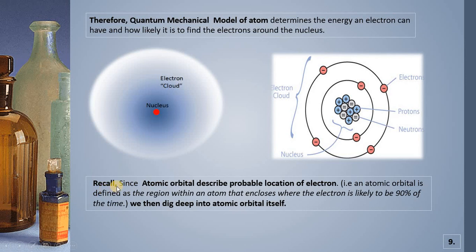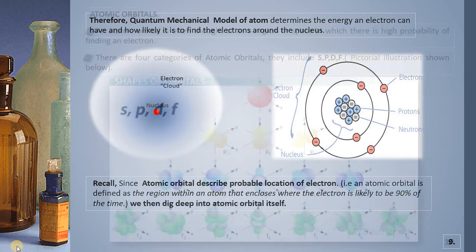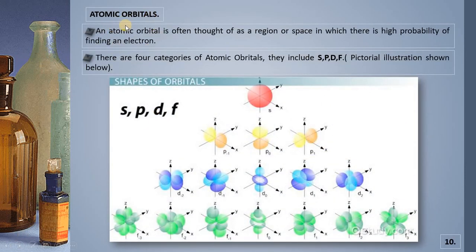How? Now recall what I said. Since an atomic orbital describes the probable location of the electron, we dig deep into the atomic orbital and ask, what is the meaning of atomic orbital? They have been shouting that this man used a lot of equations to determine it. Now let's explore more on that. An atomic orbital is often thought of as a region or space in which there is a high probability of finding an electron. I think I said that earlier. There are 4 categories of atomic orbital. They include the SPDF. Look at the pictorial illustration. We have the S, which is a circular shape.